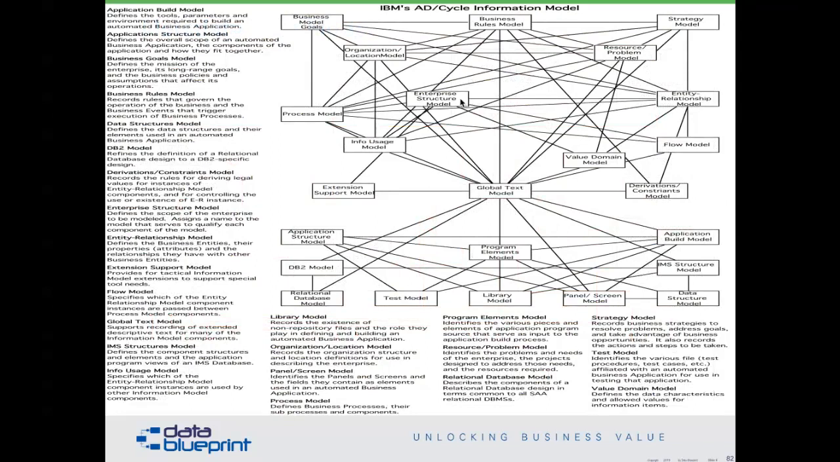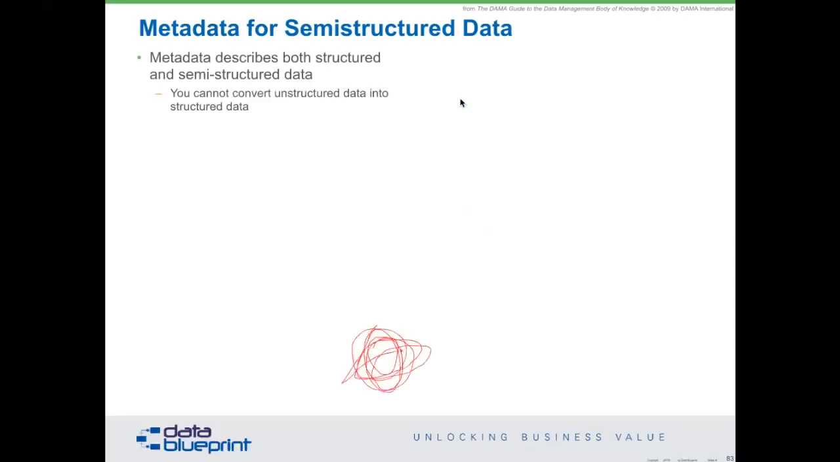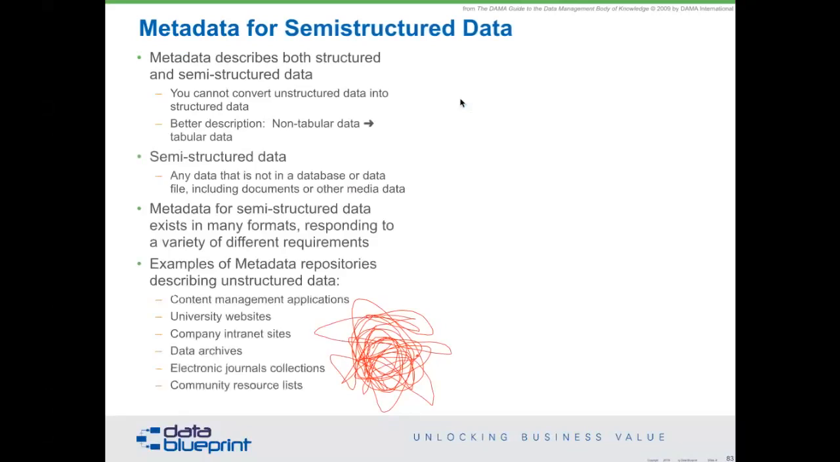Let's do one more thing before we finish up this section and talk about semi-structured data. Now, semi-structured data is typically described as unstructured data. That is, of course, incorrect. You cannot convert unstructured data into something else because, by definition, unstructured means it has no structure. That said, most data has some structure to it, and a better way to describe it is to convert non-tabular data into tabular data. So semi-structured data is any data that's not in a database or a data file.